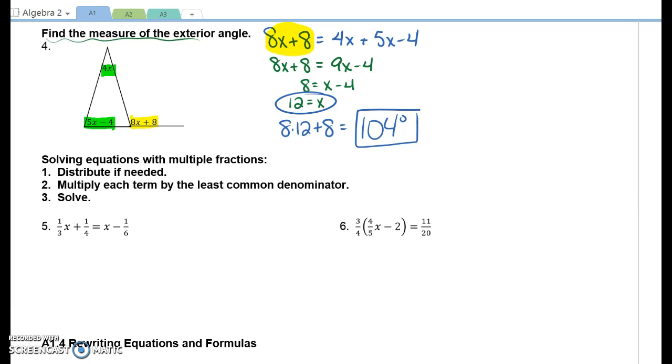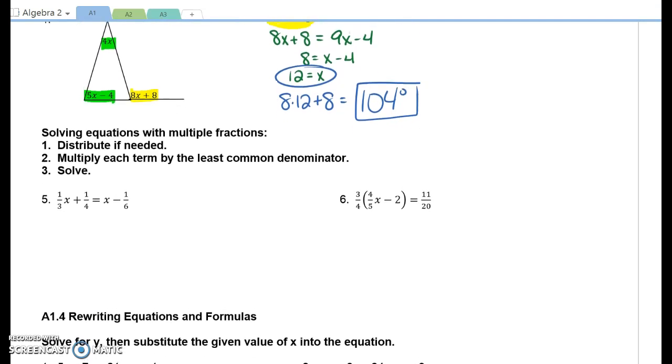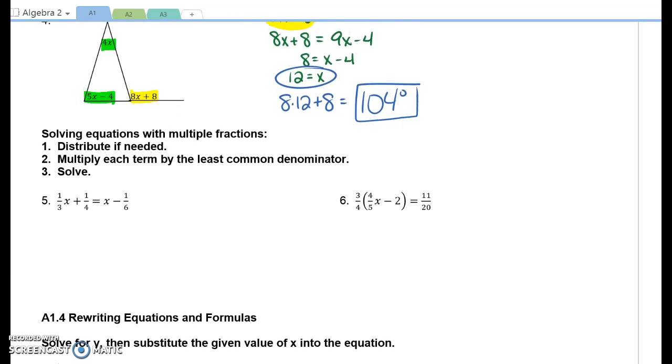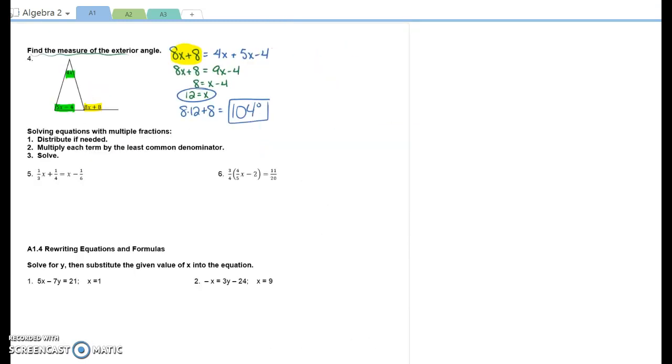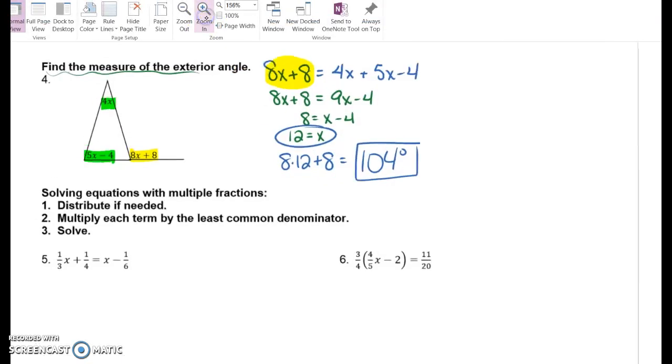Okay, number 5 and 6 are probably a little bit new, and they are our last examples for today. And you might be thinking, Mrs. Gilmore, what the heck are you thinking? There's a lot of fractions right there, and I'm really scared right now. Okay, you don't have to be scared, because we are going to make the fractions go away.